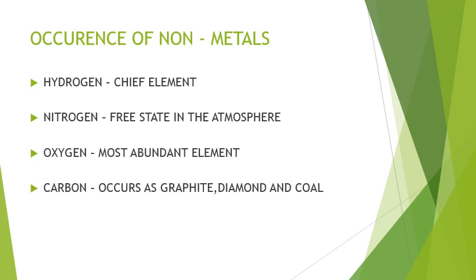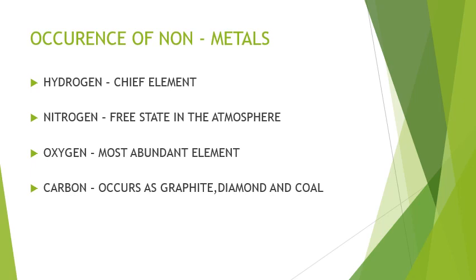Oxygen. Oxygen is the most abundant element in the earth crust. It occurs in the free state in the atmosphere, forming about 23% by mass of the atmosphere. In the combined state, it constitutes about 89% by mass of water. It is also present in the combined state in the earth crust as oxides, carbonates, and silicates of metals.